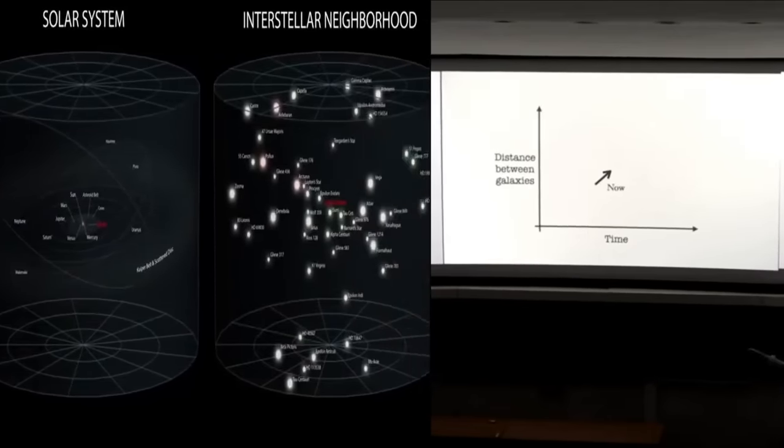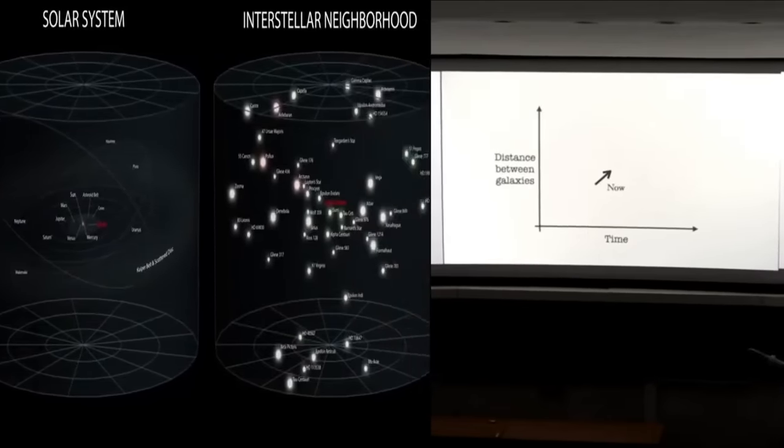Okay, so we call this force dark energy. It has a name, but that doesn't mean we actually know what it is. It doesn't mean we've explained it. We've just given it a name. It's also nothing to do with dark matter. It can be very confusing.